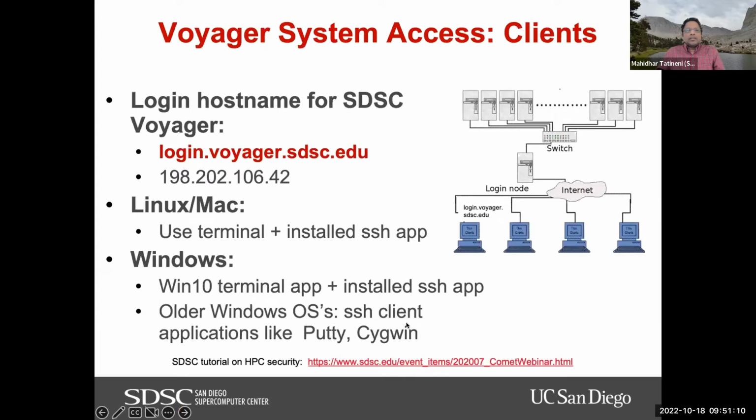So in terms of accessing Voyager itself, we actually do have a login node, even though with Kubernetes, we don't technically need one, but we have one. So Voyager has a login node, login.voyager.sdsc.edu. So you just SSH into it. On Linux and Mac, we just use the terminal, and there'll be an installed SSH application that you can use to connect. On Windows, you can use a terminal app or install something like PuTTY or Cygwin to access Voyager.